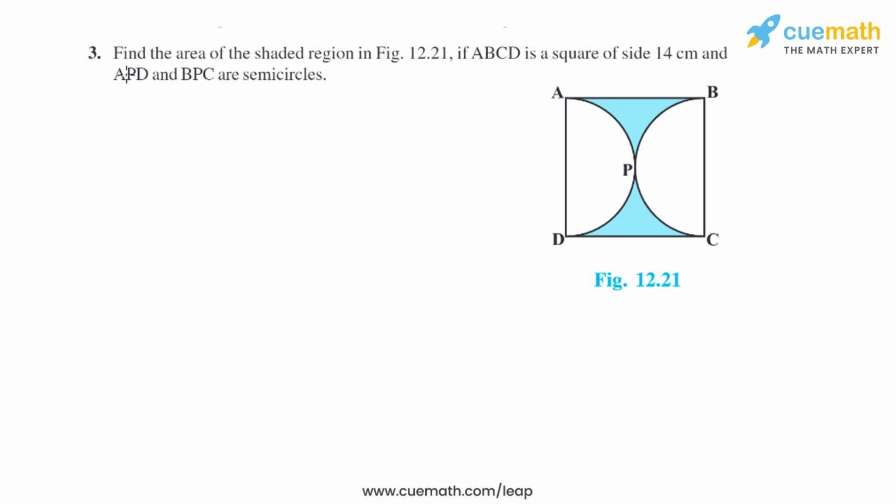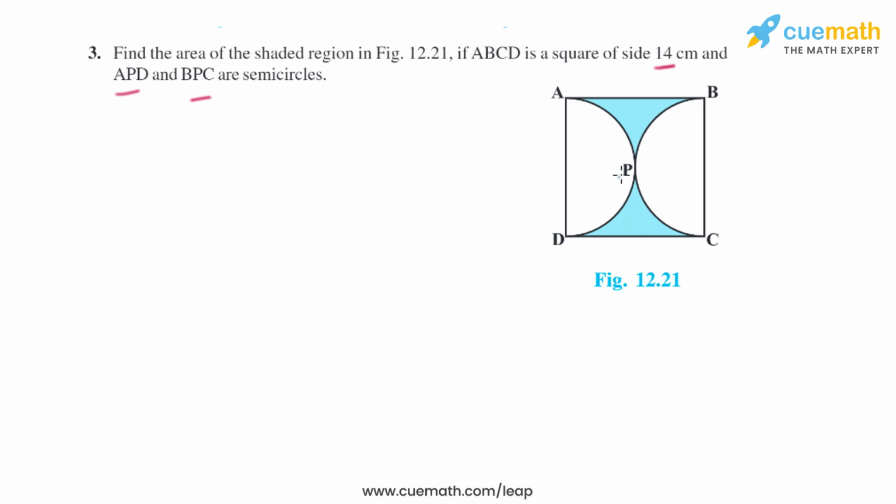Question 3 of this exercise says, find the area of the shaded region in the figure if ABCD is a square of side 14 cm and APD and BPC are semicircles. So to find the area of the shaded region, we can find the area of a square. The side of the square is given, and it is also given that APD and BPC are semicircles.